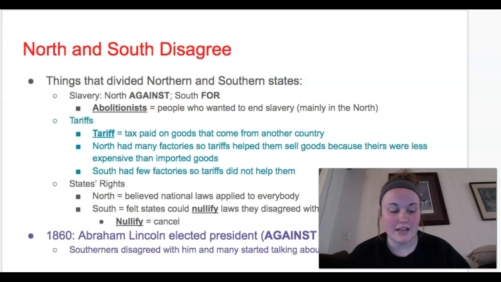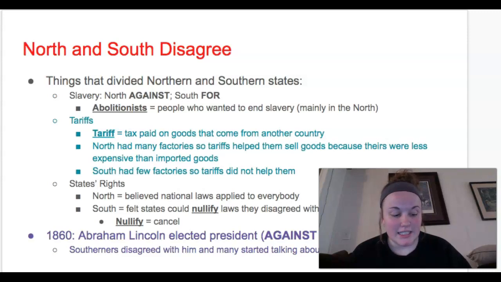Northerners and Southerners had different ideas about states' rights, too. Many Northerners believed national laws applied to everybody, to every state. Many Southerners, on the other hand, felt states could nullify or cancel laws they disagreed with. For example, what would happen if the United States decided to outlaw slavery? Southern states wanted to be able to nullify such a law.